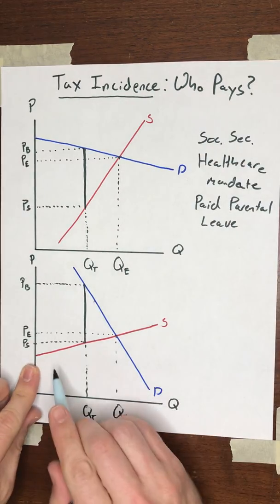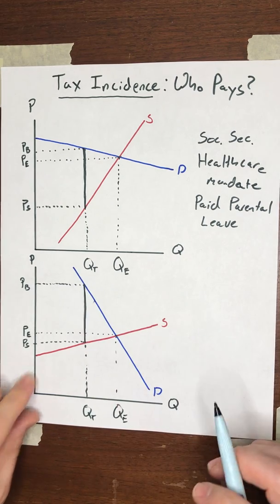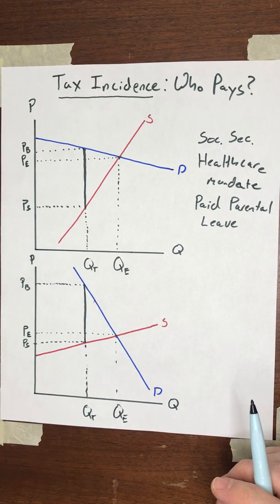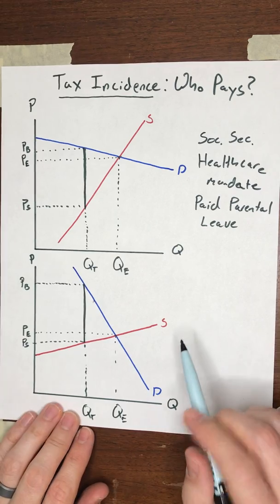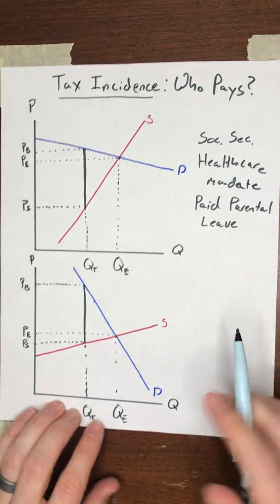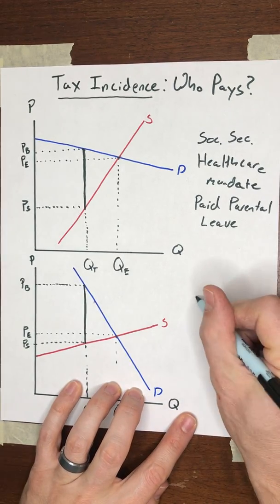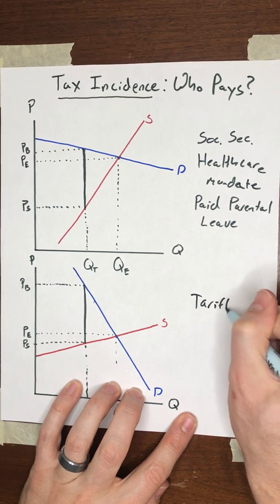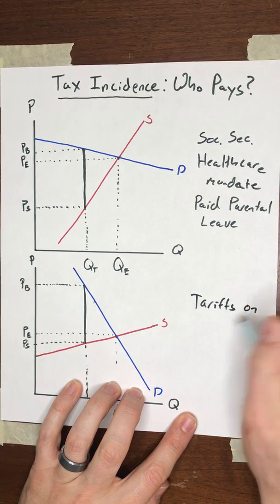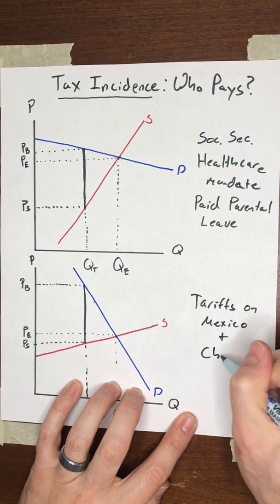What about down here where the supply curve is more elastic and the demand curve is more inelastic? Well, there, an example of this would be something like tariffs, particularly on Mexico and China.